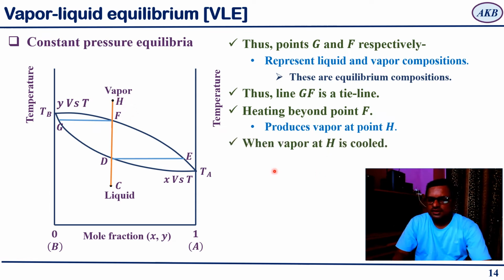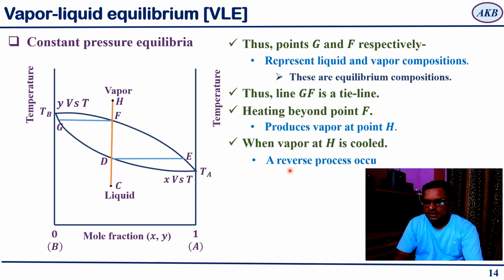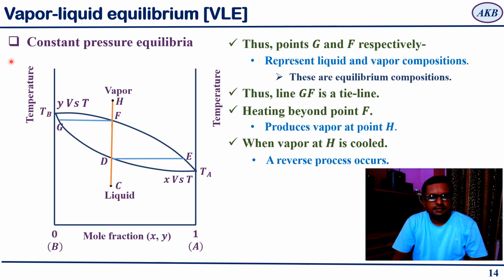Now, if you follow the reverse process, you start with vapor at point H and you cool it. That means you decrease the temperature. If you do that, what happens? A reverse process occurs. Whatever was seen in the heating process, the reverse of that process occurs. All events occur in a reverse order in that case. Okay, now let us understand how it occurs.